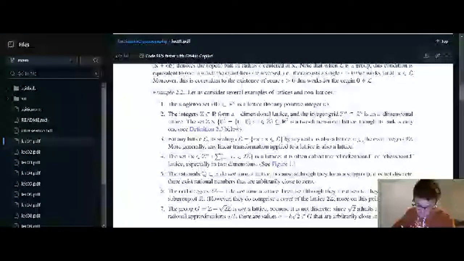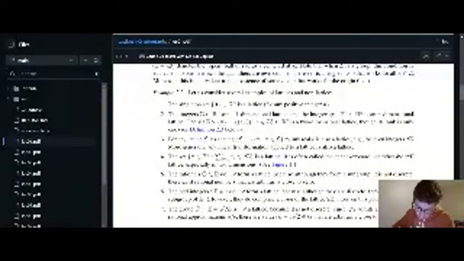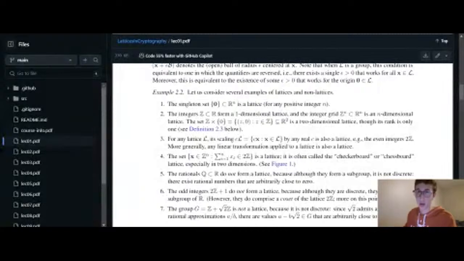Zn is an n-dimensional lattice. That's cool, and it's the same reason. Because for example, let's take Z squared, right? Wait, what even is that though? Okay, I'm not too sure actually. That's kind of tricky.